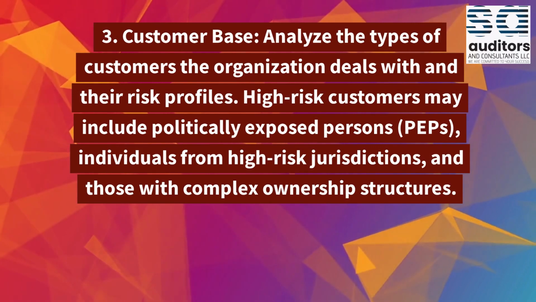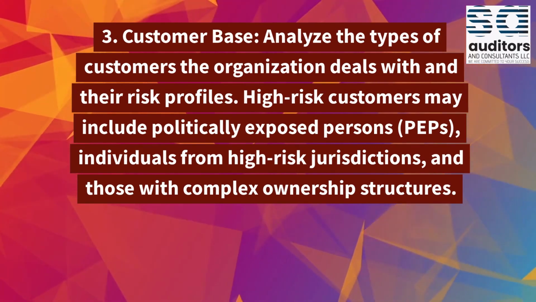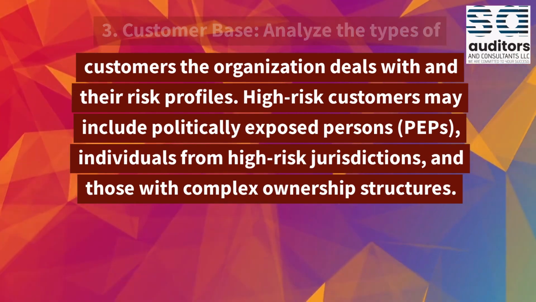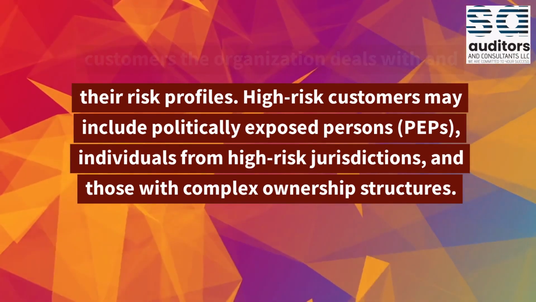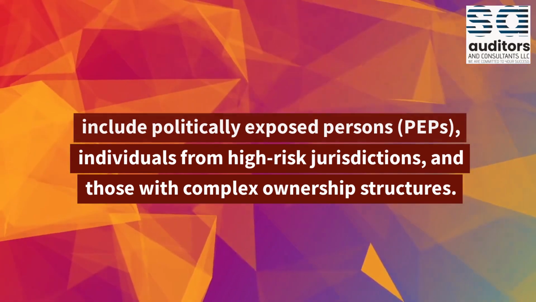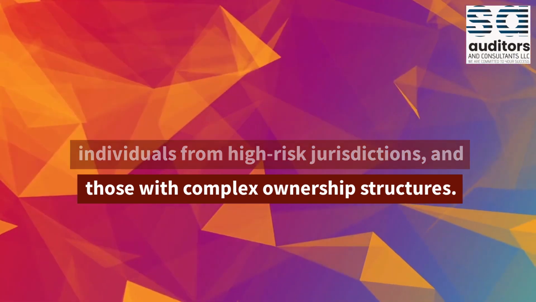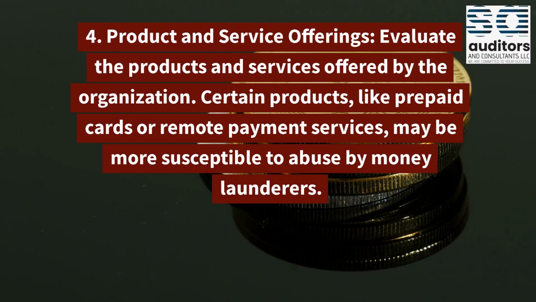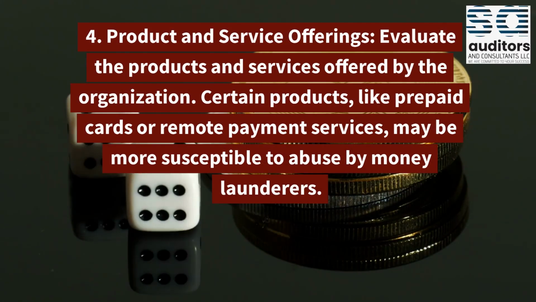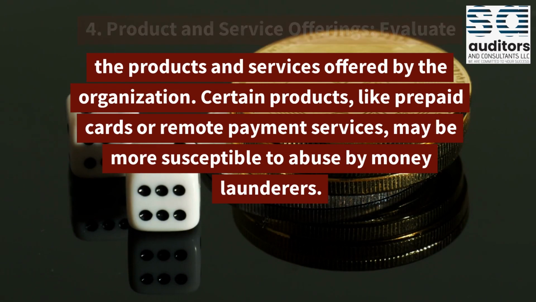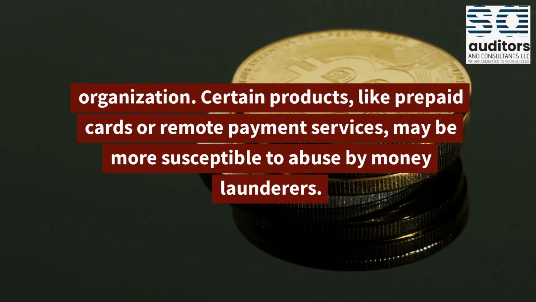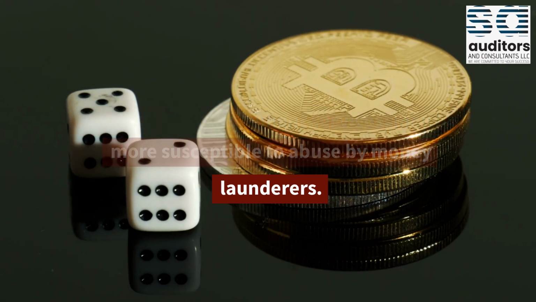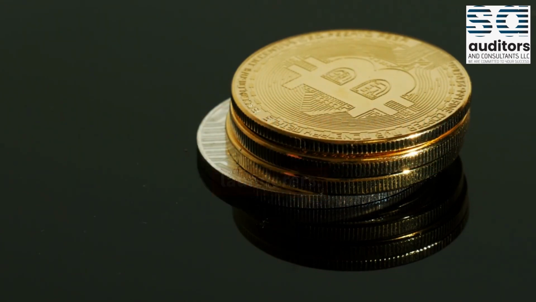3. Customer base. Analyze the types of customers the organization deals with and their risk profiles. High-risk customers may include politically exposed persons, PEPs, individuals from high-risk jurisdictions, and those with complex ownership structures. 4. Product and service offerings. Evaluate the products and services offered by the organization. Certain products, like prepaid cards or remote payment services, may be more susceptible to abuse by money launderers.